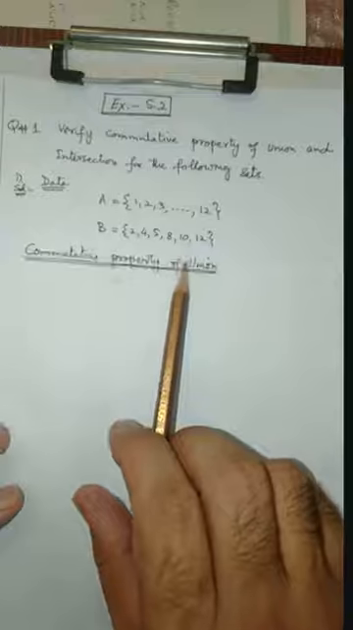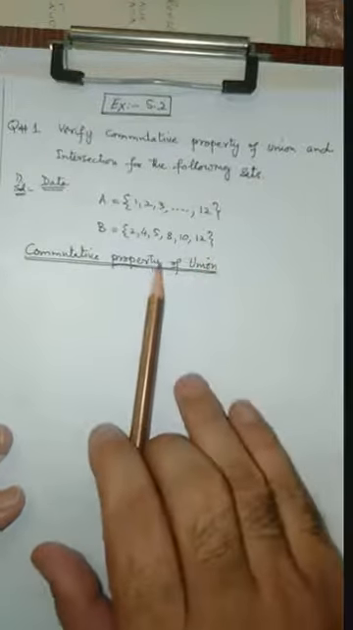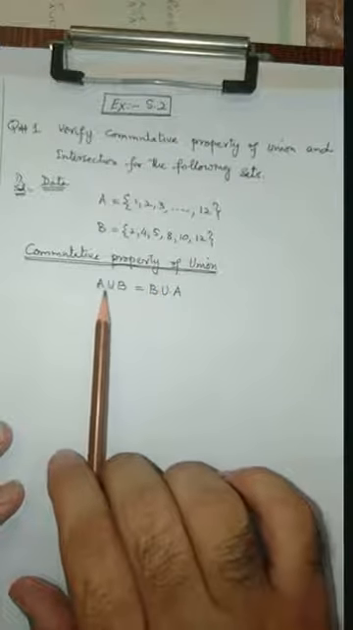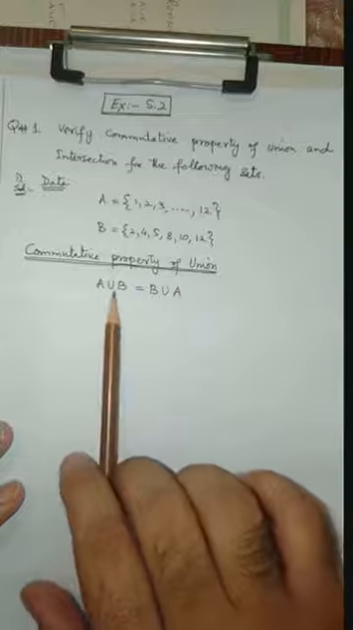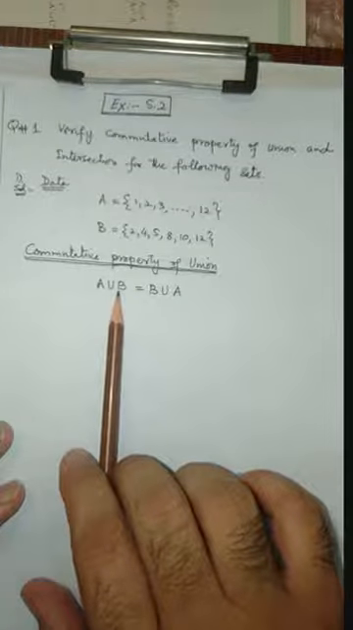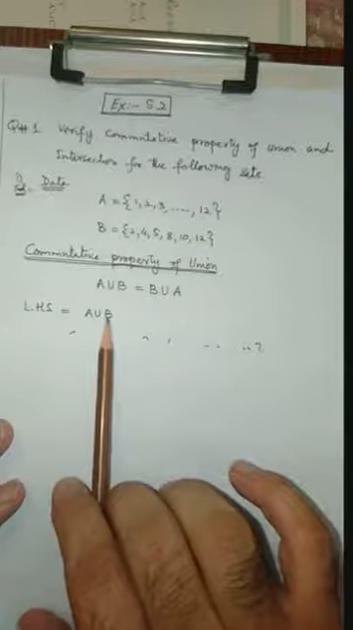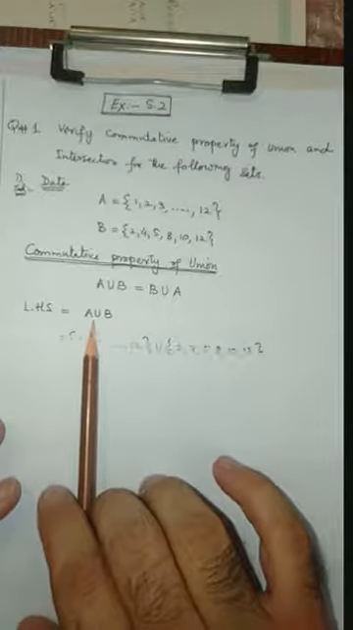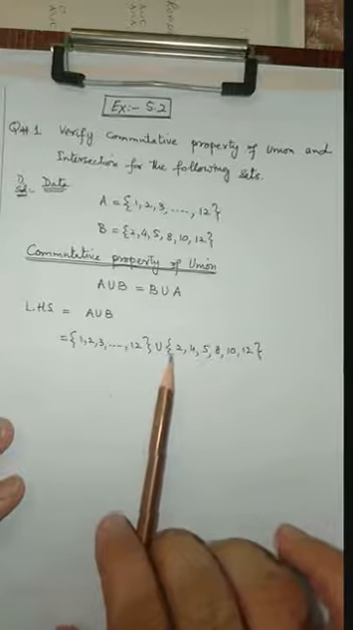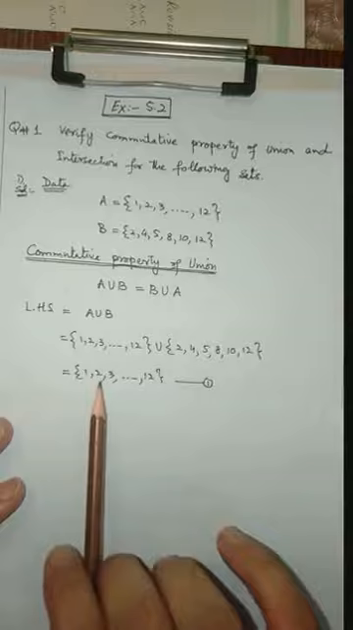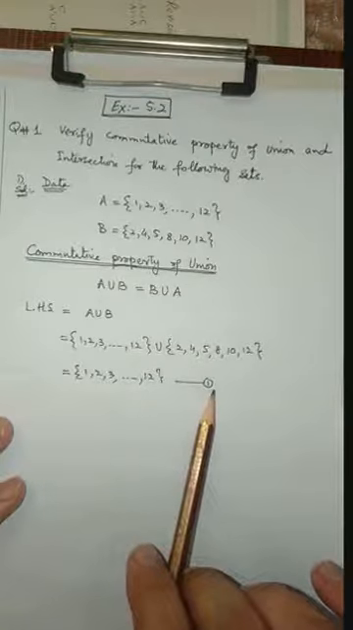Now to verify the commutative property of union. The commutative property of union can be written as A union B is equal to B union A. First of all, we simplify the left hand side, then the right hand side. The left hand side is A union B, putting the value of set A and then set B. Now taking the union of these two sets, which is equal to 1, 2, 3 up to 12. This is our answer number 1.